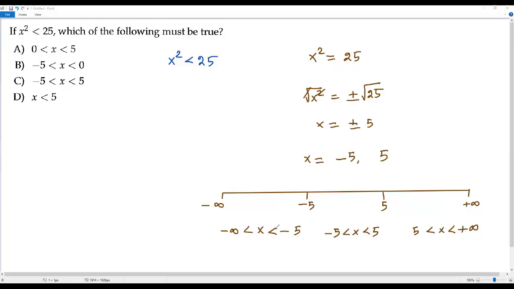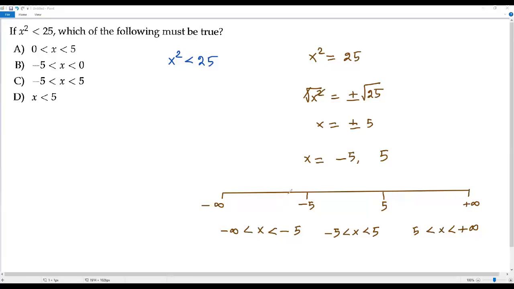Now I have to take a random value in the first interval between negative infinity and negative 5 and check with this inequality, whether the value in the first interval satisfies this inequality or not. What value can we take in the first interval? I think we can take negative 6 or negative 7. So let me take negative 6.